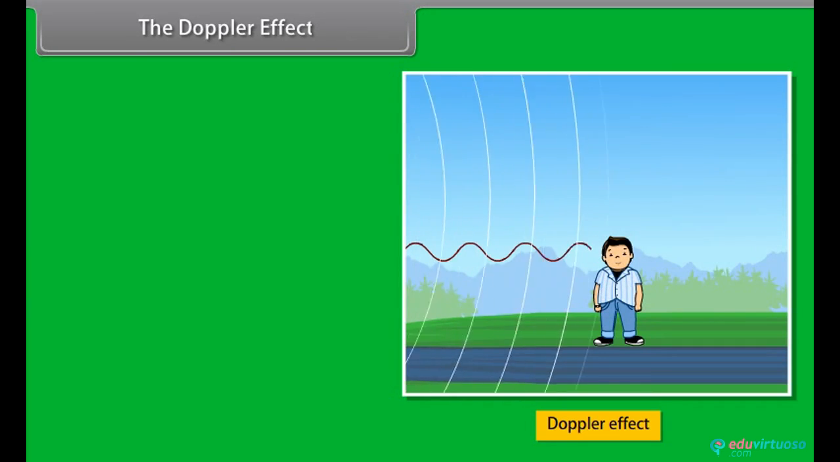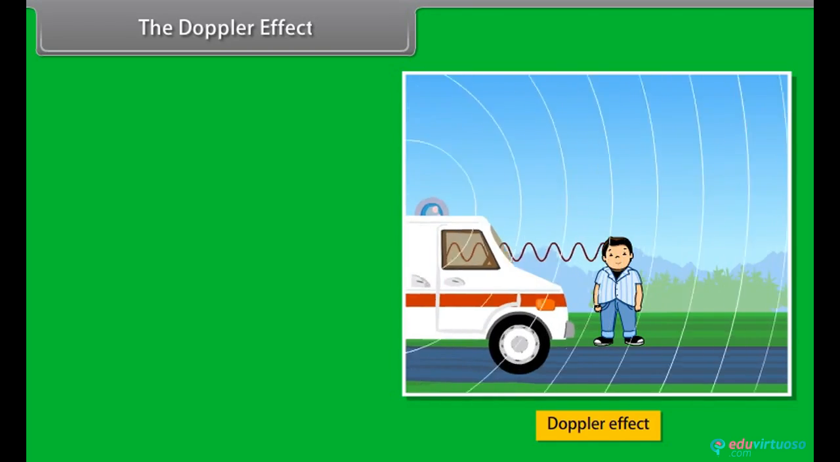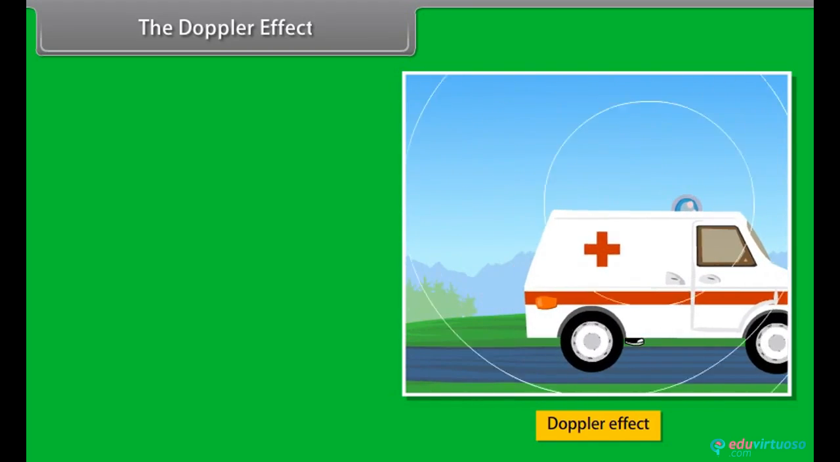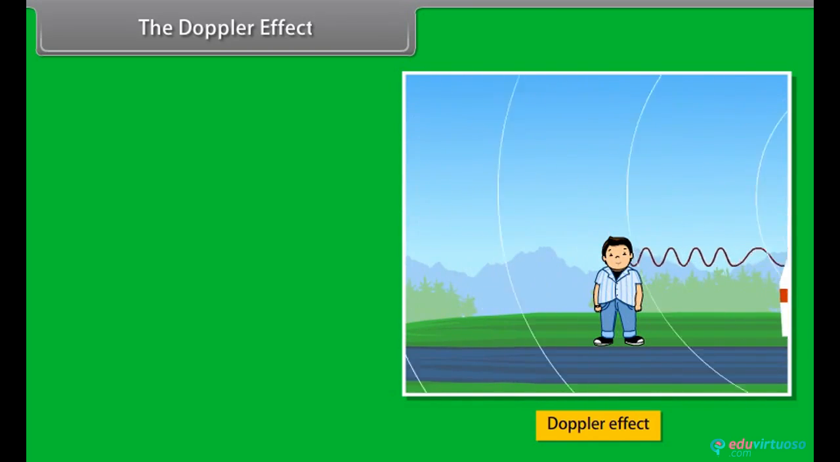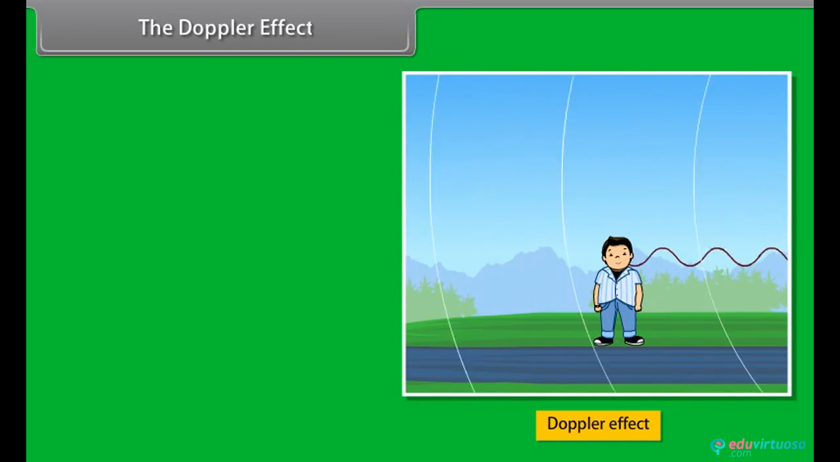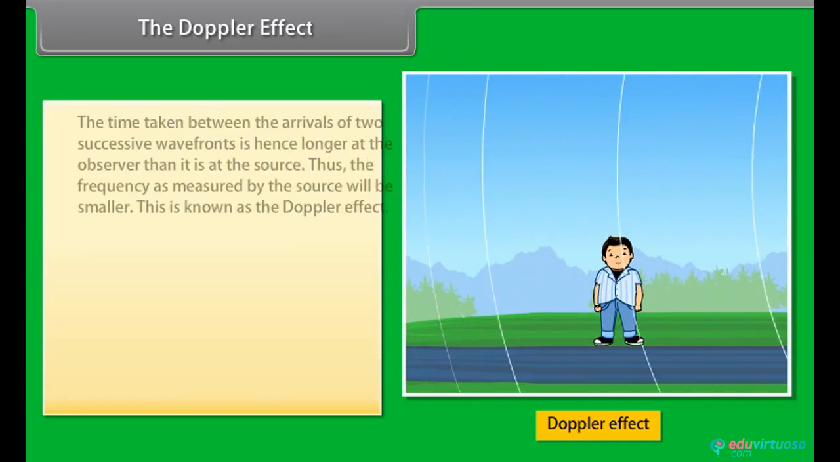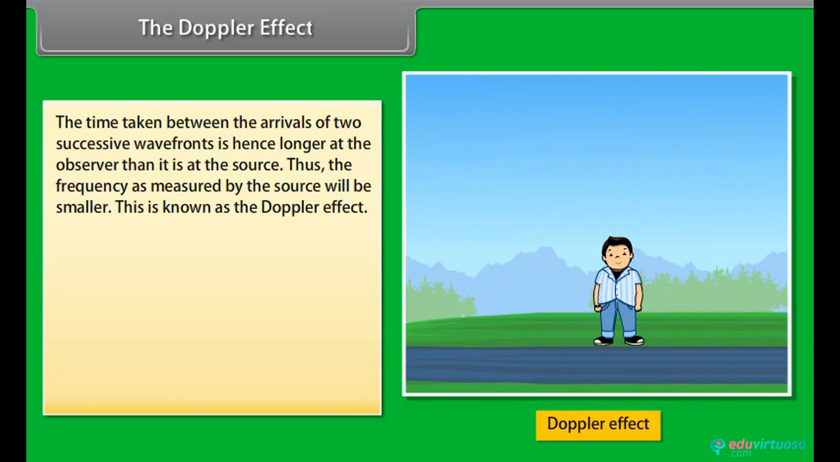The Doppler effect. Consider a medium, and the source moves away from the observer. Then latter wavefronts have to travel a greater distance to reach the observer. The time taken between the arrivals of two successive wavefronts is hence longer at the observer than at the source. Thus, the frequency as measured by the observer will be smaller. This is known as the Doppler effect.